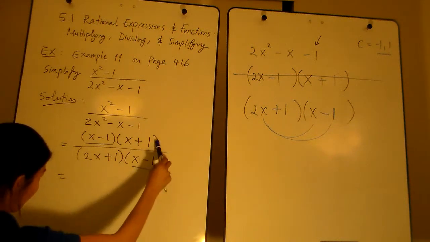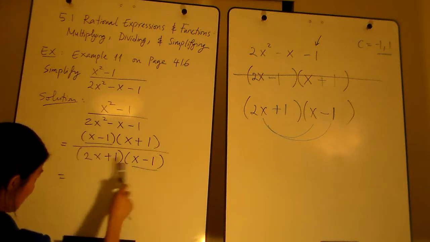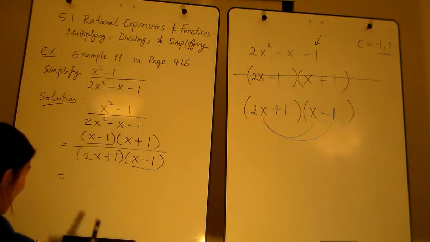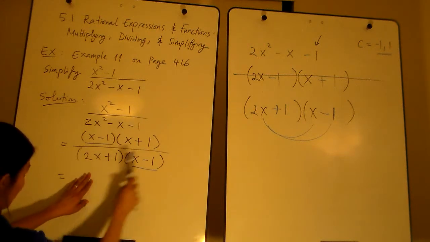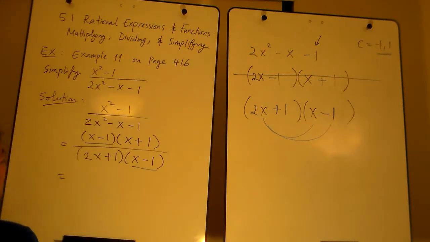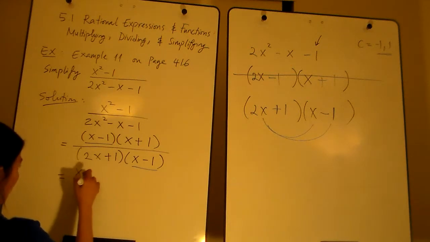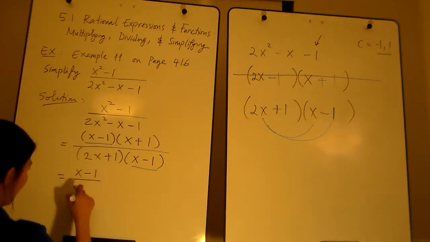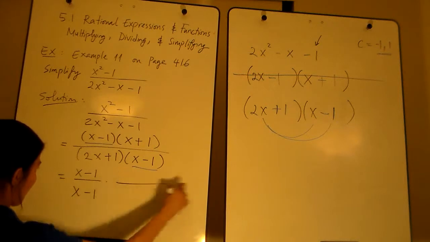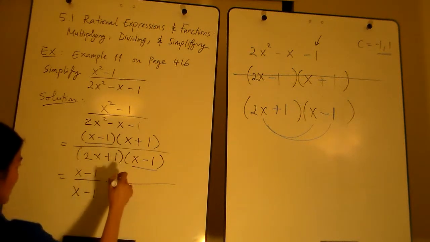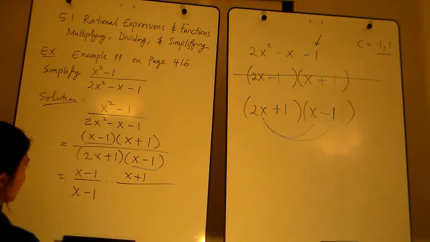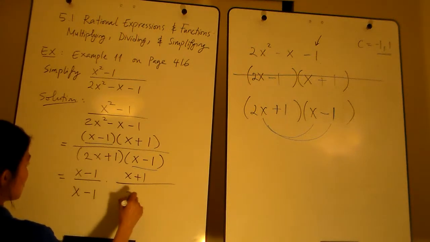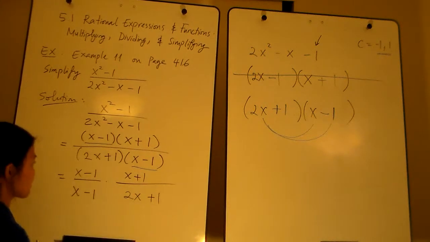How about x plus 1? Is there x plus 1 at the bottom? No. How about 2x plus 1? There's no 2x plus 1 on top. So you know that the only common factor is x minus 1. So factor out x minus 1 on top and bottom. The remaining is x plus 1 for the top. The remaining for the denominator is 2x plus 1.